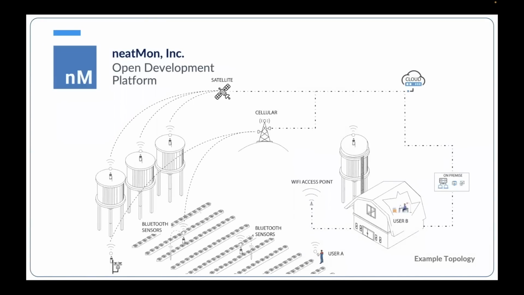The Open Development Platform is based off of the automated monitoring nodes, which can connect in a variety of ways: satellite, cellular, Wi-Fi, and they can also connect to Bluetooth sensors and wired sensors in the field, and connect to any third-party API or cloud app.